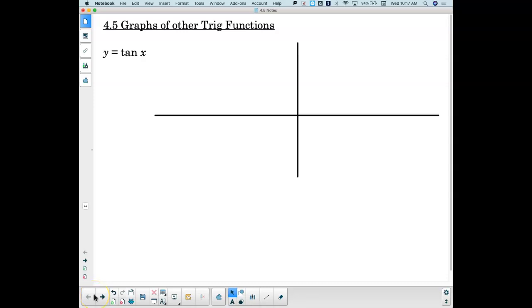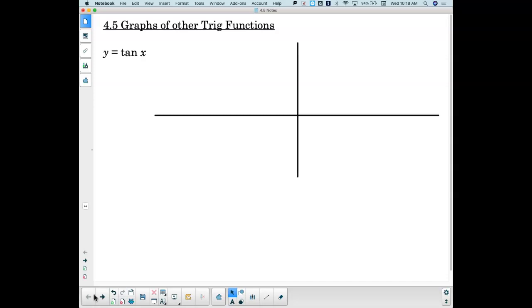Okay, so we are going to graph other functions today. We are going to start with tangent, and we're going to graph it, and then we are going to graph, I want to say secant, and then, yep, we're going to do the other two. Okay? All right, so let's talk about tangent.